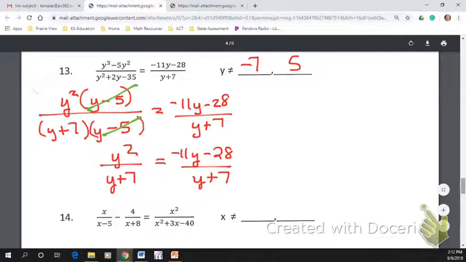It would be like having a 12 down there instead of a y plus 7. If they both had 12s, and you multiply both sides by a 12. So all I really got to do on this one is multiply both sides by y plus 7. And so now when I do that, the y plus 7's cancel.